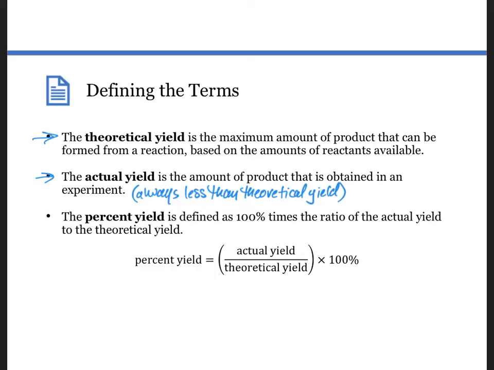Reactions in the lab almost always require a percent yield calculation to see how good the technique was, or to see how far to completion the reaction went. We calculate the percent yield by dividing the actual over the theoretical and multiplying by 100%. Let's work through an example to demonstrate.